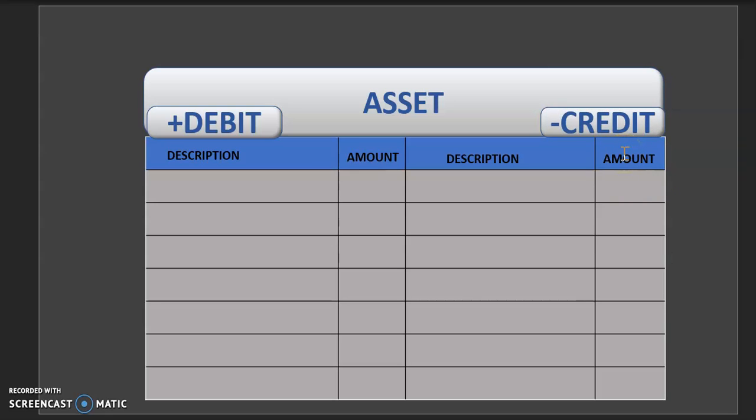So what does this mean, guys? Any transaction that is positive will be recorded on this side. Any transaction that is negative will be recorded on the credit side. Just bear that in mind. And credit and debit, they never change. You'll never find debit on this side or credit on this side. No. Your debit side will always be on your left and your credit side will always be on your right.